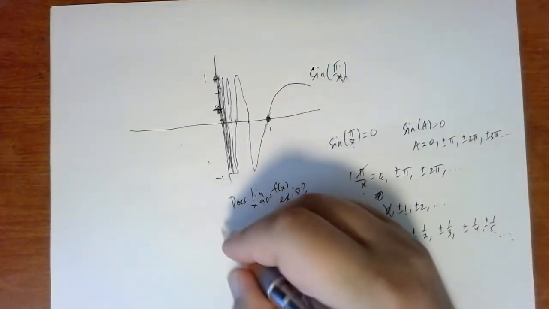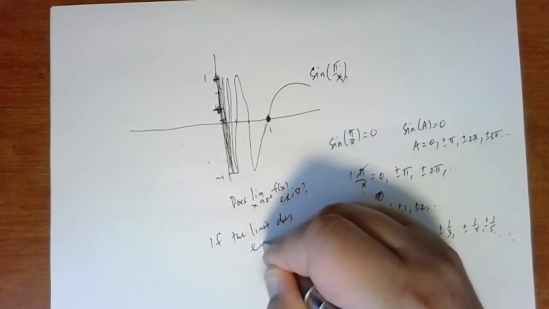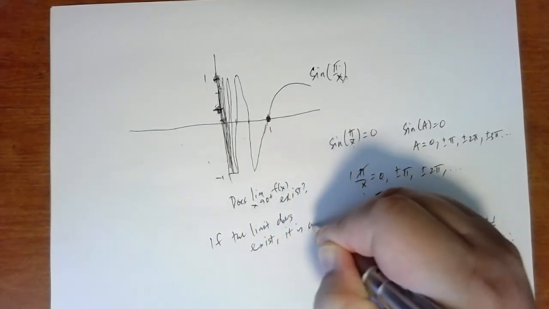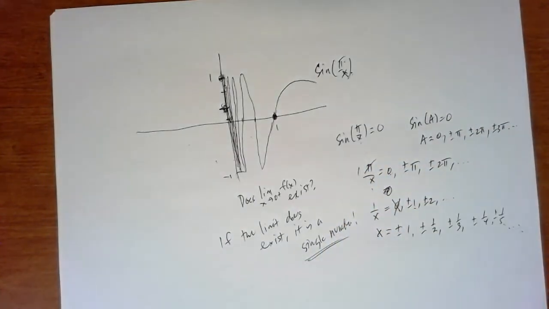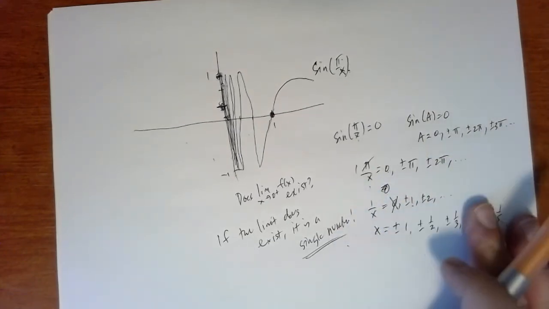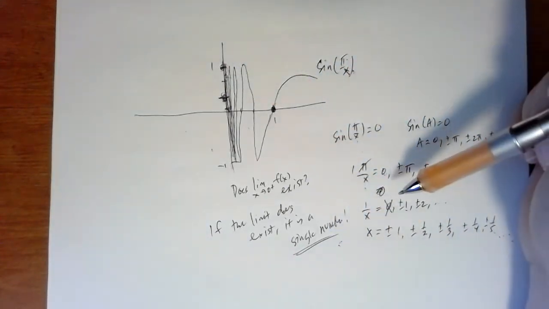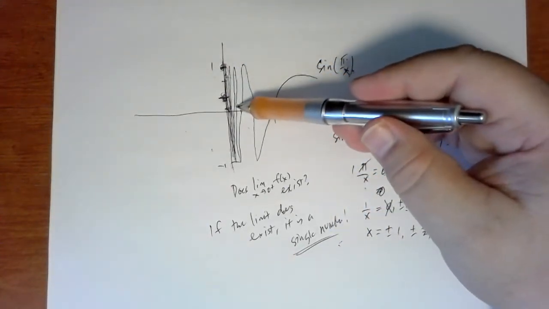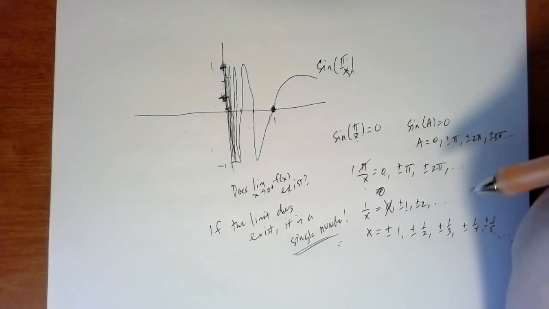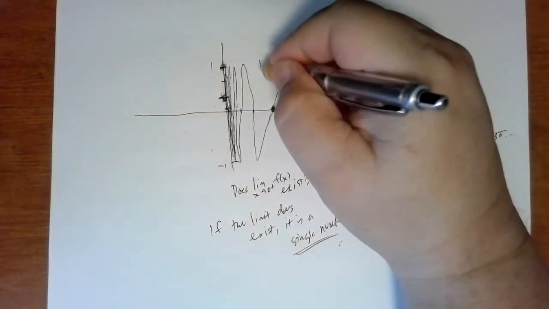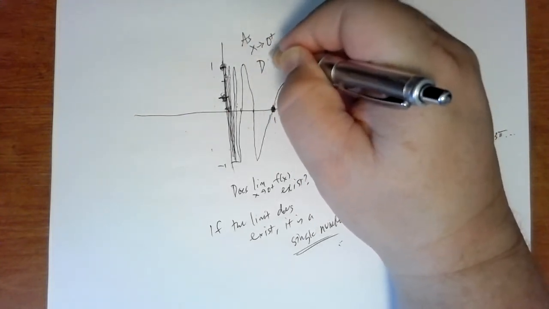And so if the limit does exist, it is a single number. It can't be like the entire interval from -1 to 1. It must be a single number. And so this is a good example of a weird thing that can happen with a function that may look like the limit does exist, but it does not. So in this case, the limit does not exist as x approaches 0. As x approaches 0 from the right, the limit does not exist.